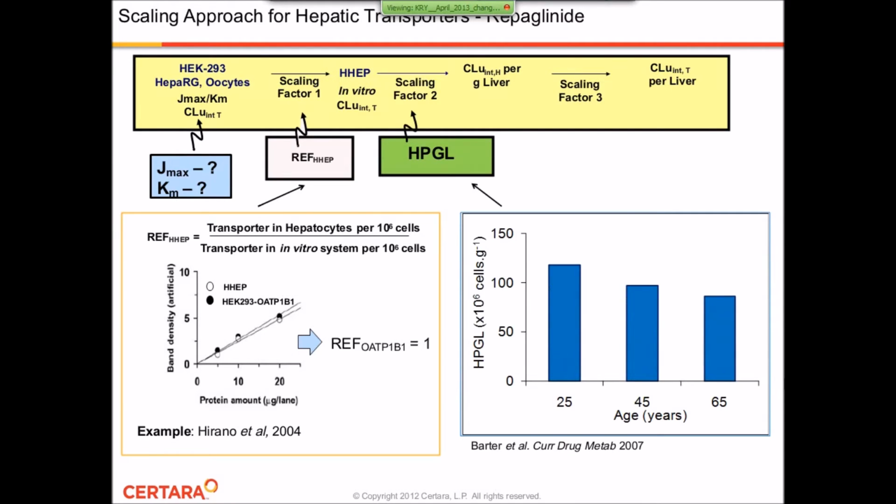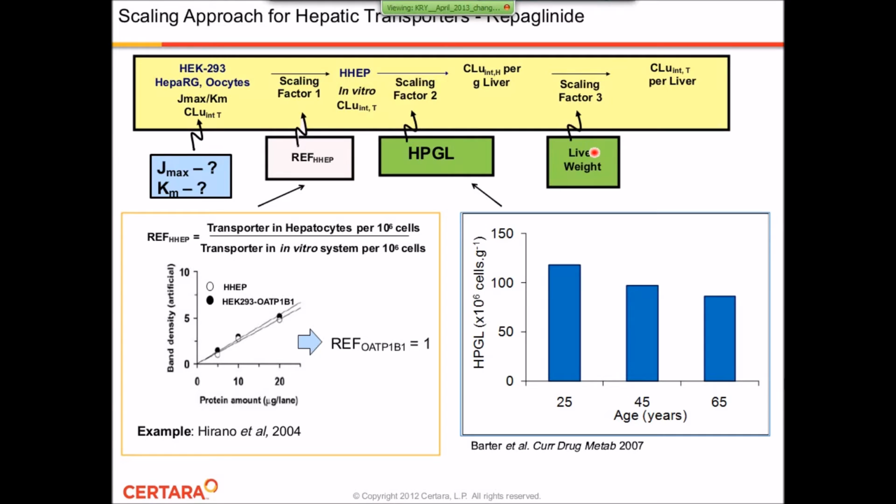The next parameter that we would scale by would be the number of hepatocytes per gram of liver, and we would have this relationship with age. So if we know the age of an individual, we can extrapolate that to the appropriate HPGL and multiply throughout. And then finally, as in the previous slide, the last scaling factor would be the liver weight. So this is the process that we would actually go through. You take the in vitro data and scale it up to a whole organ clearance, and we would feed that into the model.